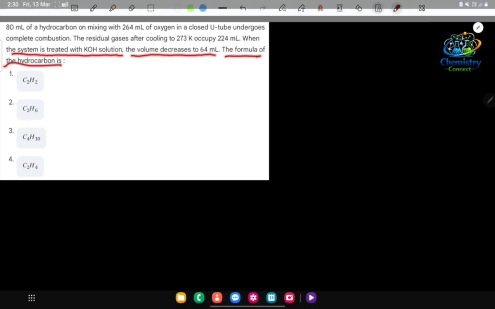Now the question says very simple: 80 ml of hydrocarbon on mixing with 264 ml of oxygen in a closed U-tube undergoes complete combustion. The residue gases after cooling to 273 Kelvin occupy 224 ml. When the system is treated with KOH solution, the volume decreases to 64 ml. The formula of the hydrocarbon is? So the hydrocarbon undergoes a combustion process with oxygen.